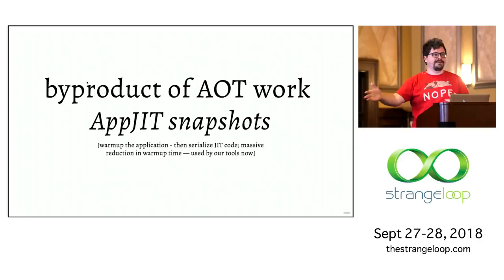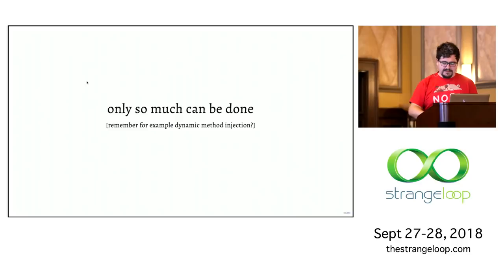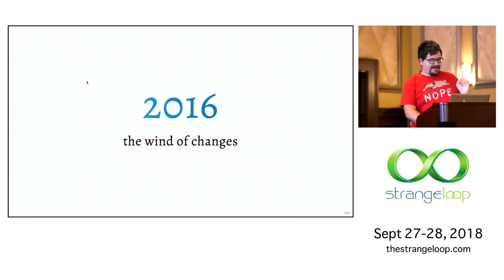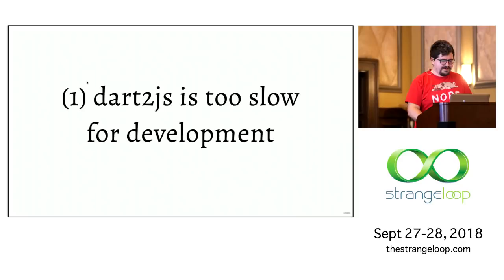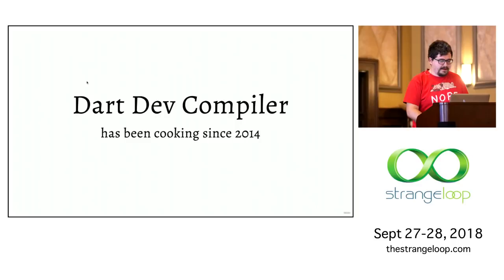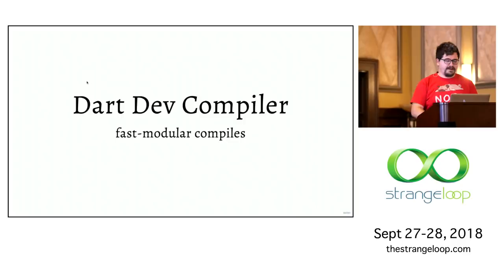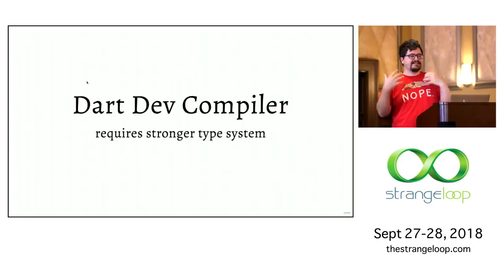But only so much can be done, and only so much can be said in 5 minutes, but I will try. In 2016, the wind started blowing, the wind of change for Dart. It was observed that Dart2JS is very slow for development cycles. If you are developing in the browser and use Dart2JS, you will die before a large program is compiled. So they had been cooking a separate compiler, which was supposed to do fast modular compilation. But fast modular compilation requires a richer type system, because you cannot really compile modularly and produce reasonable size and performance code if you know nothing about the types in the whole program.